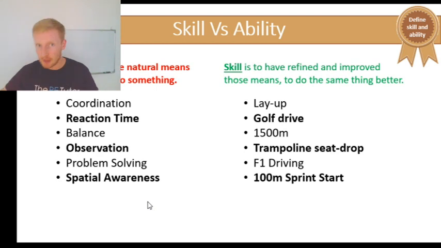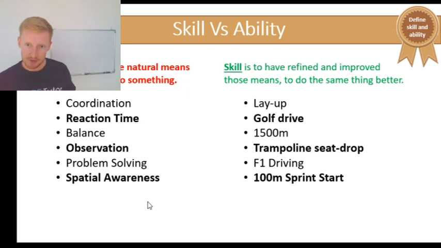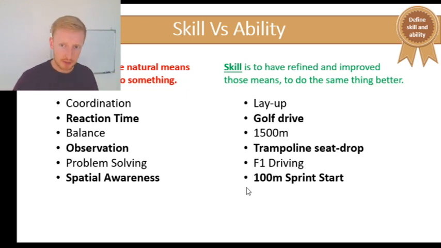They haven't got the skill of running and thinking tactically about the 1500. They can run, no problem. They have the ability to run, but they can't think tactically about it, and they haven't got good cadence, stride length, head positioning, body positioning. It's not refined. They haven't improved it. It's not a skill yet.